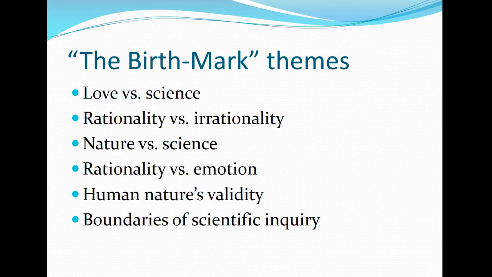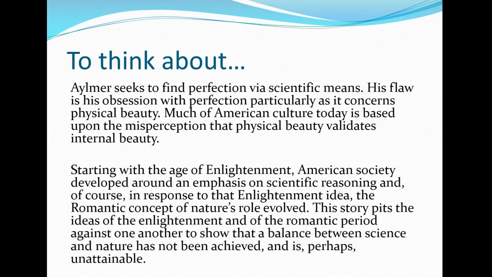So you can see it's really an excellent example of romantic literature because it's showing that conflict between the idea of science and rationality and these more artistic, emotional searches. To think about when you're reading, Aylmer seeks to find perfection via scientific means. His flaw is his obsession with perfection, particularly as it concerns physical beauty.